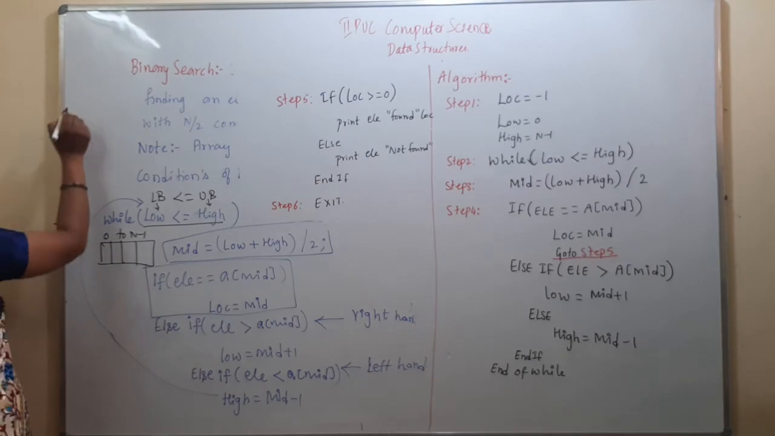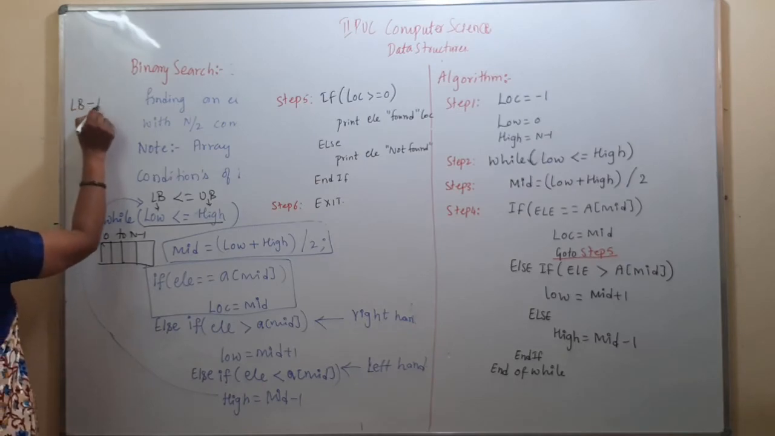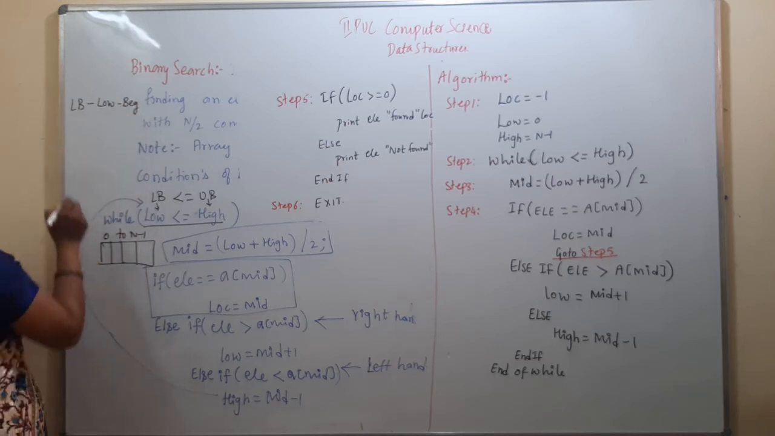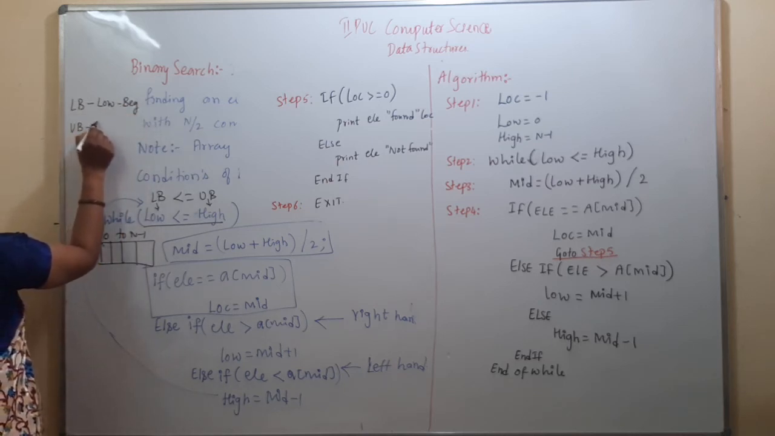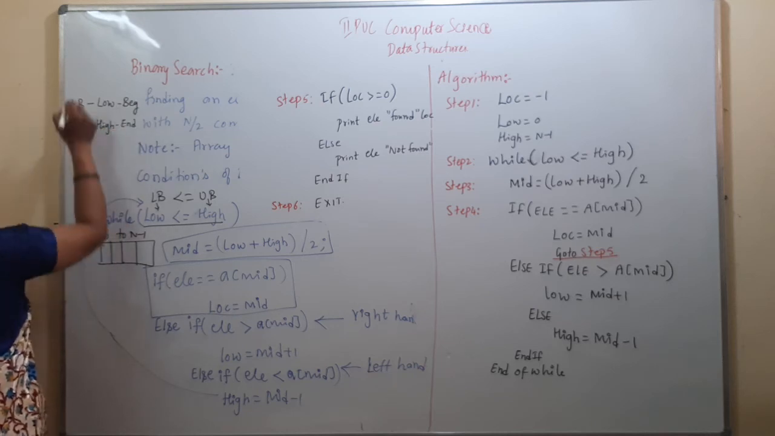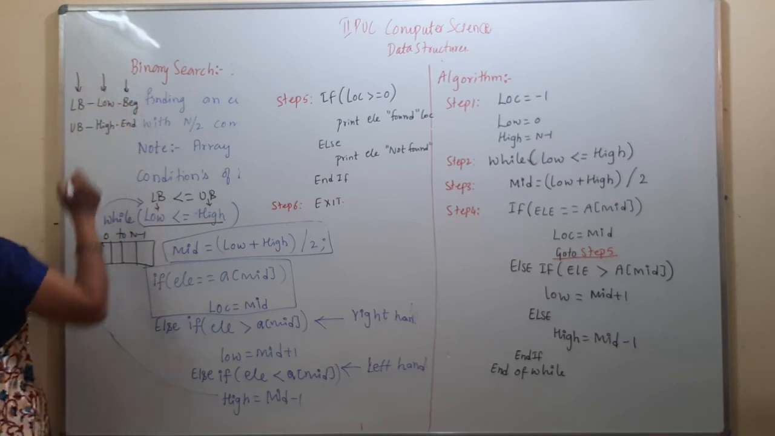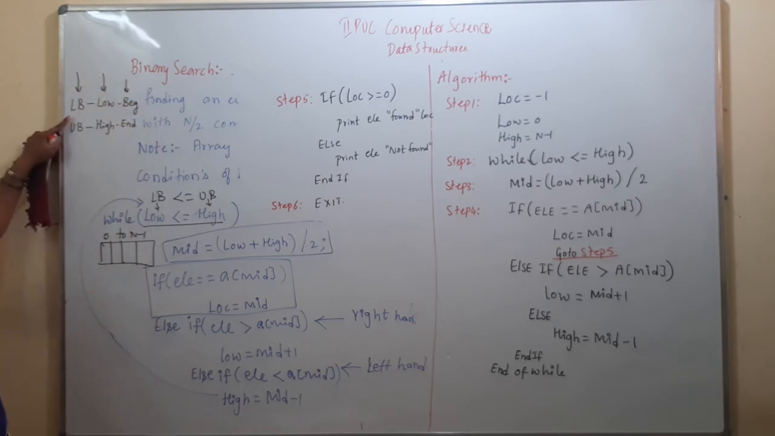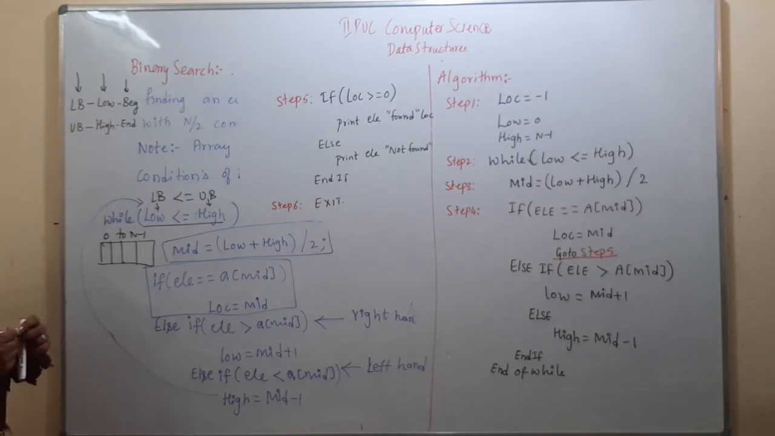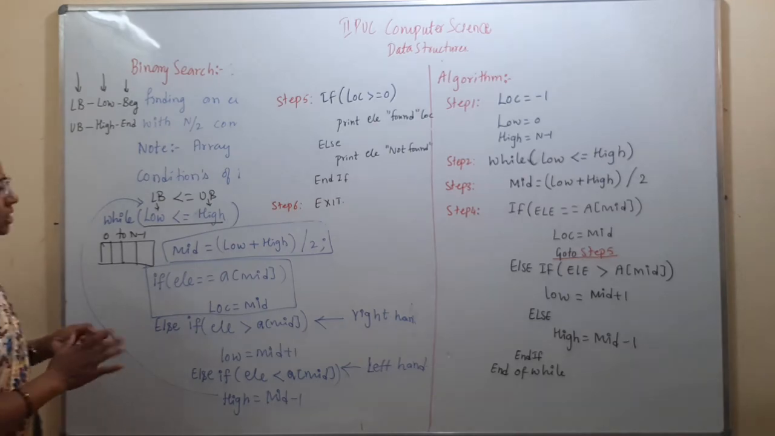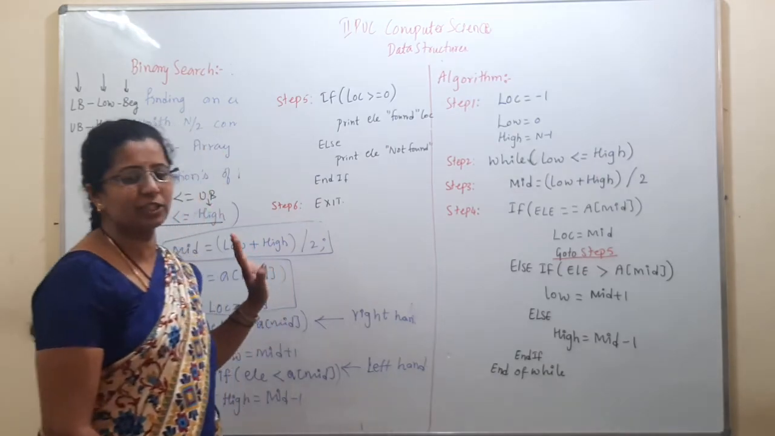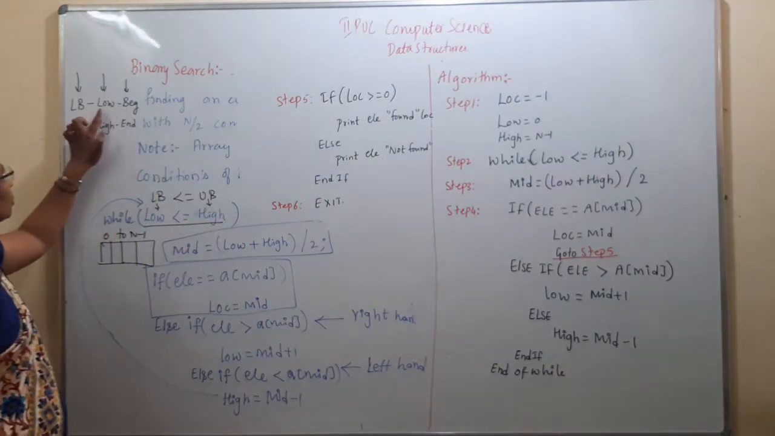So there are many possibilities. LB can be written as either low or BEG, called the beginning element. Upper bound, or your high value, or end value. Any of these 3 pointers can be used. Either you can take LB UB, low or high, beginning or end. So any of the pointers can be taken. Just the name of the variable is going to change. That's all. There is no change in concept.